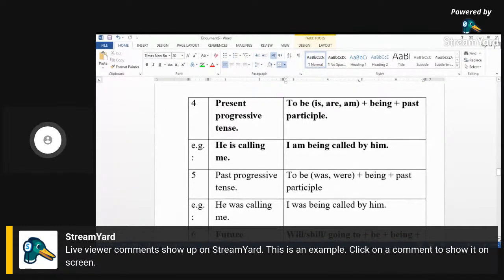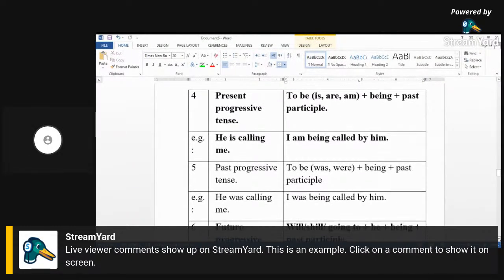So, present progressive tense. How can we change the present progressive tense? He is calling me. This is the present continuous tense.